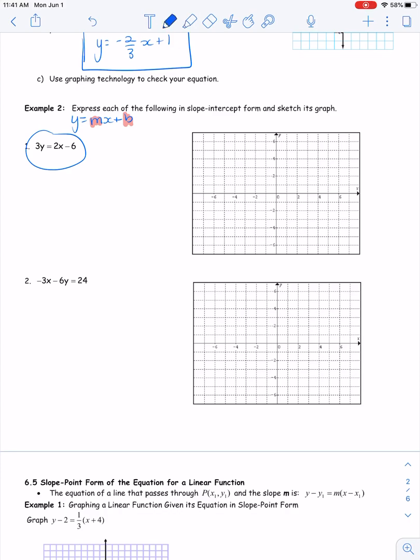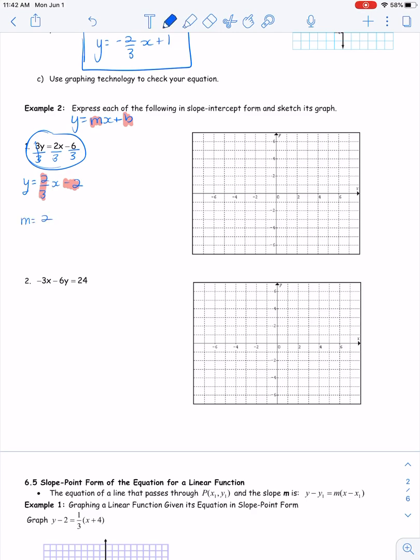So I'm going to rearrange this equation to get y all by itself. I just divide each term by 3. 3 divided by 3 is 1, so I'm left with just y on the left. Whatever I do on the left, I do to the right. So 2/3 x minus 6 divided by 3, which is 2. So now my slope is 2/3 and my y-intercept is negative 2. You always take the sign that's in front.